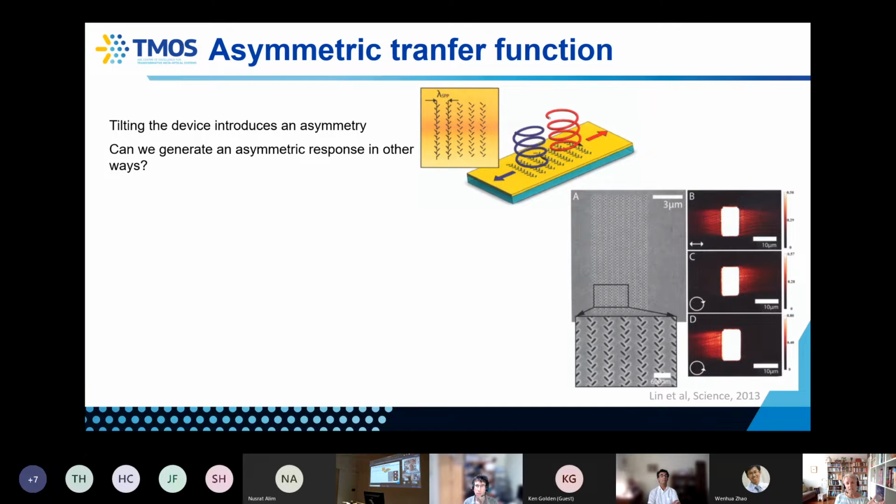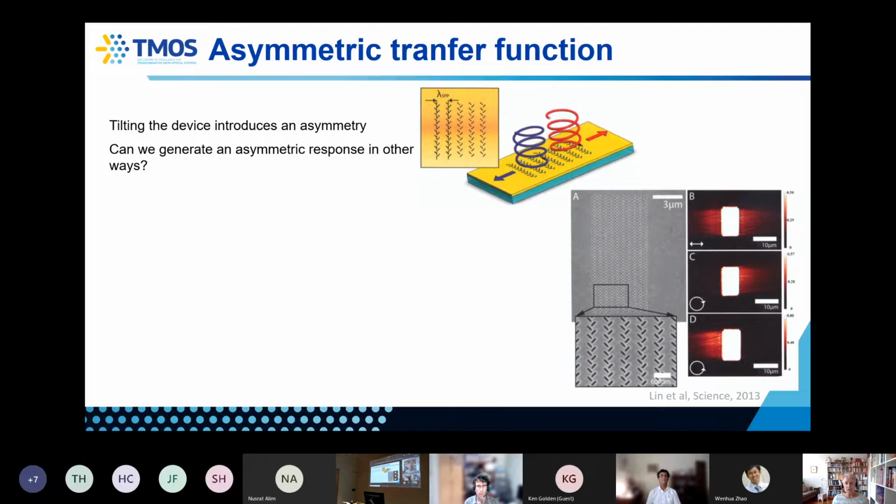So this particular device did involve introducing a tilt. Now that can be a little bit cumbersome in some devices, and it's also very interesting to think about whether you can generate an asymmetric response in other ways, because by introducing a tilt, effectively what's happening is we're introducing an effective asymmetry into the transfer function.